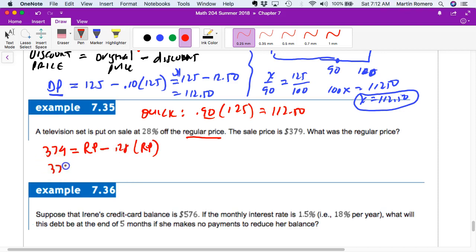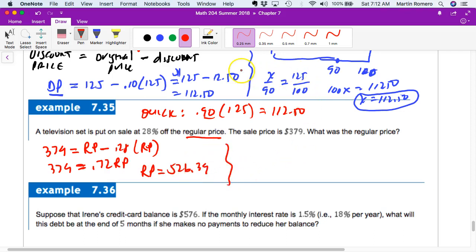And so you get $3.79. This is a 1 when you look at it as a coefficient. And so you end up with 0.72 RP, regular price. And then what was the regular price? You're going to do 3.79 divided by 0.72. And so the regular price is $5.26. And so you have that.